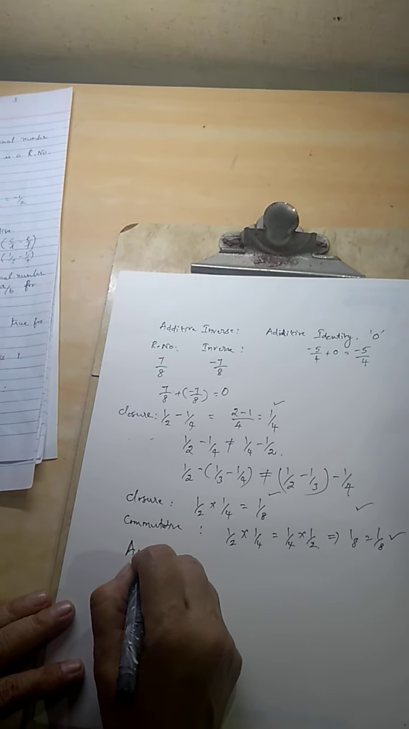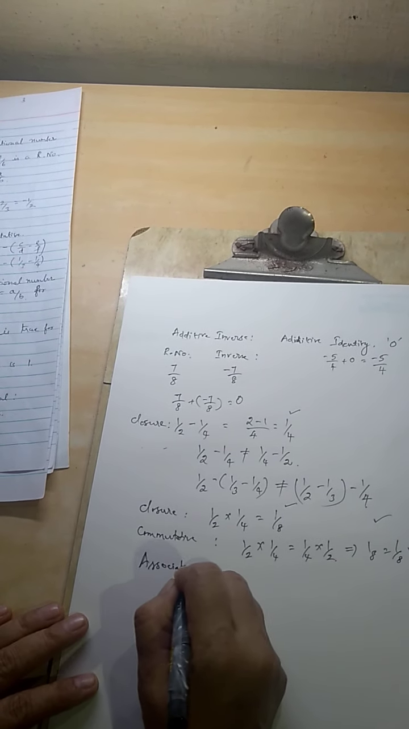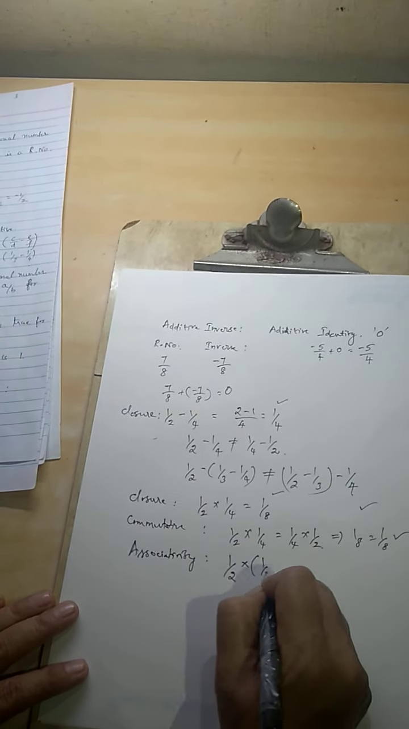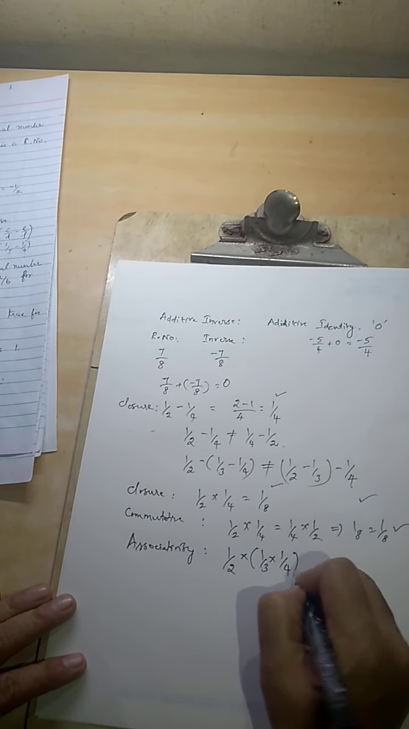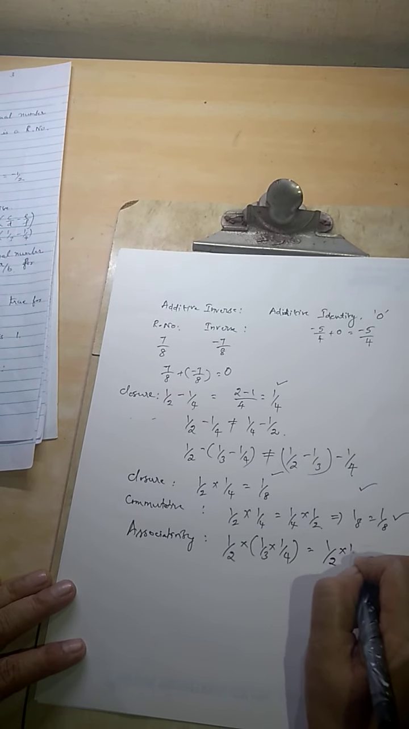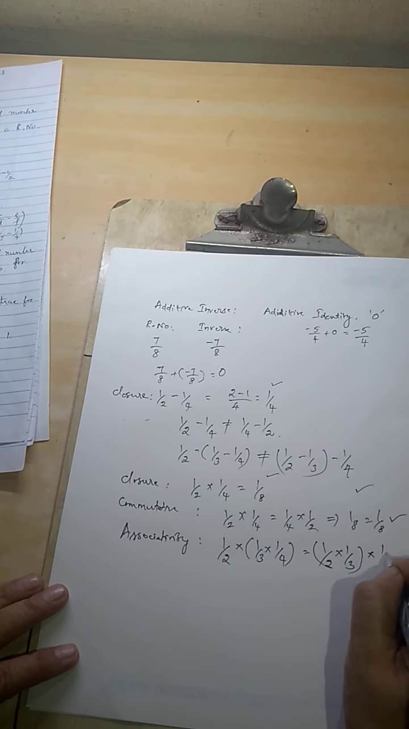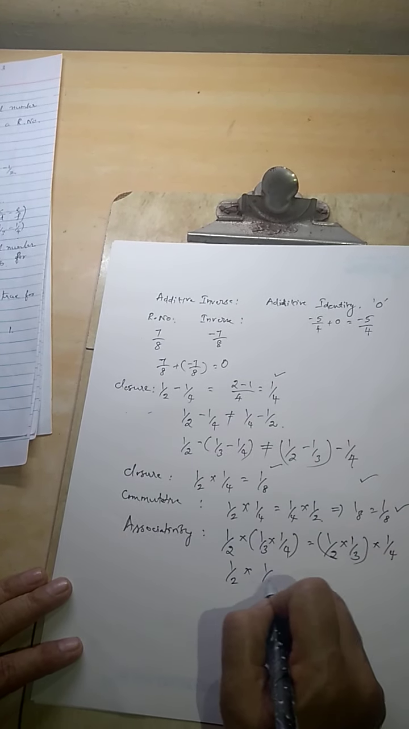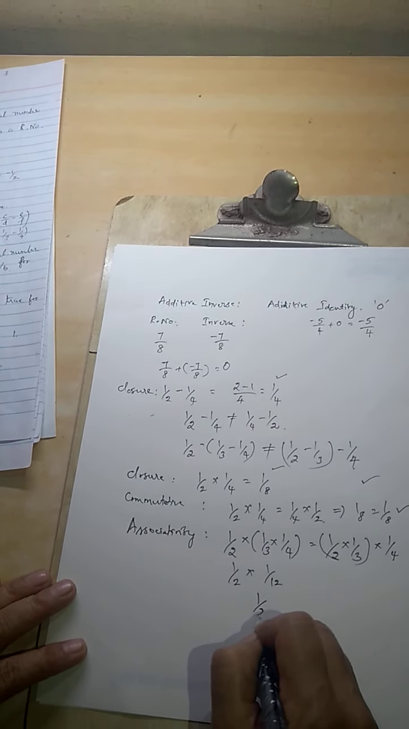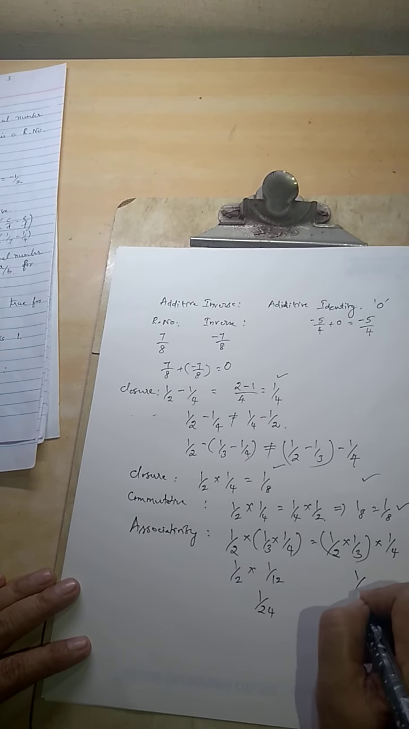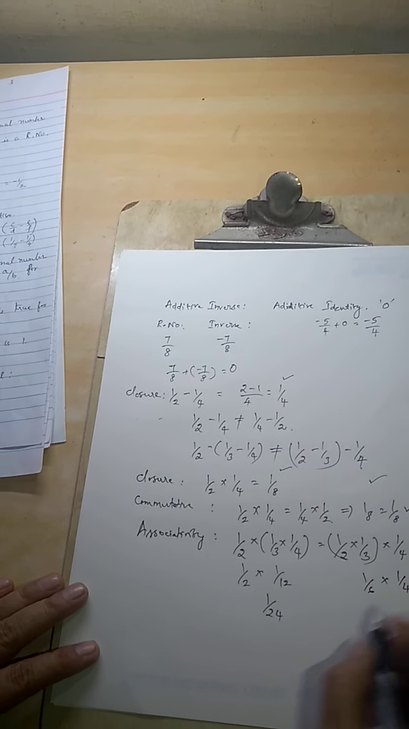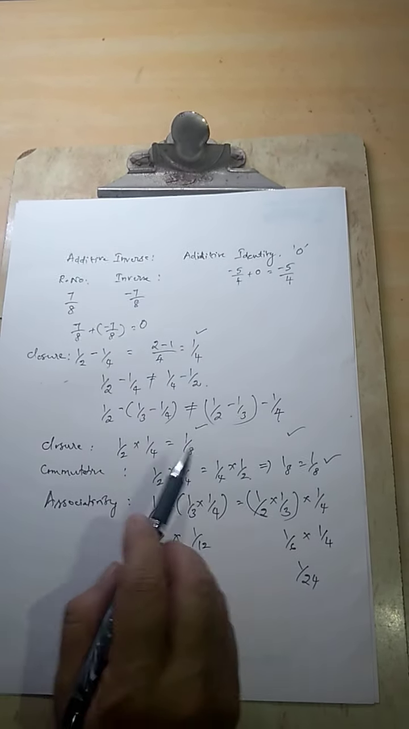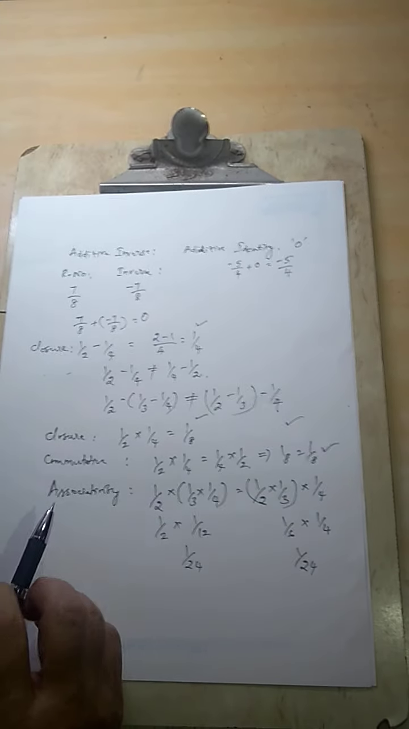In the case of associativity, we have three rational numbers: (1 by 2 into 1 by 3) into 1 by 4, which is the same as 1 by 2 into (1 by 3 into 1 by 4), right? So this is nothing but 1 by 6 into 1 by 4, which gives me 1 by 24. Here the other case is 1 by 2 into 1 by 12, that gives me 1 by 24. So under multiplication, the associativity is true.